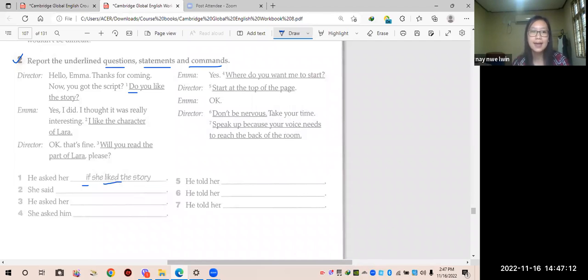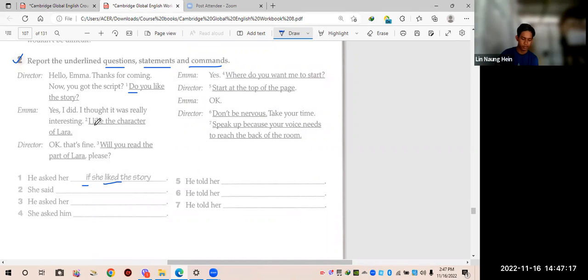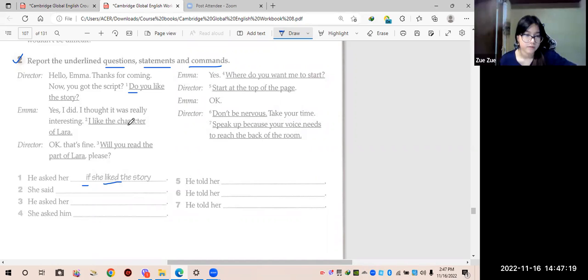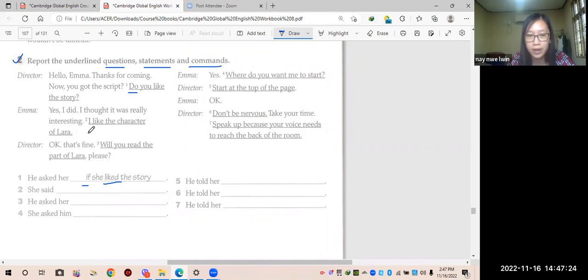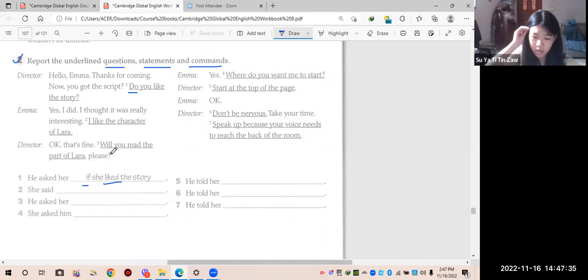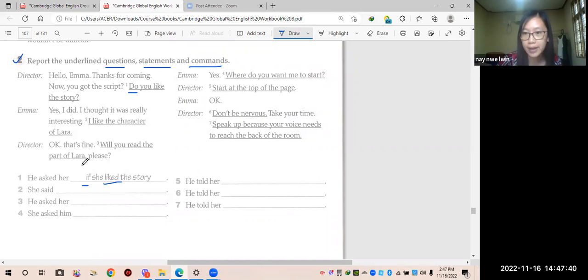So number 2 is she said. What is the answer? He liked the character. Yes, correct. She liked the character of the lawyer, right? Yes, correct. So how about number 3? He asked her if she would like to read Lara's part. If she would read the part of the lawyer, right? Correct. And how about number 5?